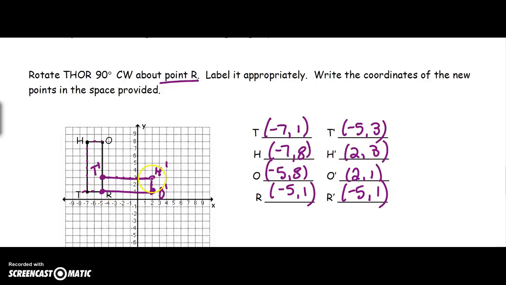If you connect the dots, notice how you have now rotated THOR around R. So that focal point is where it is rotated. If you put your finger on that point, you have to rotate the shape on there. It cannot move from that point.